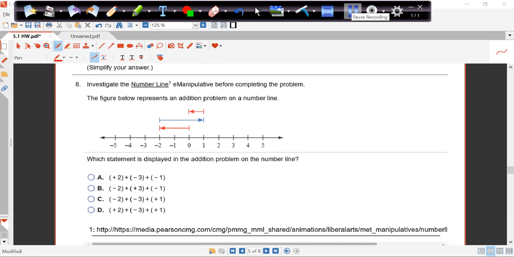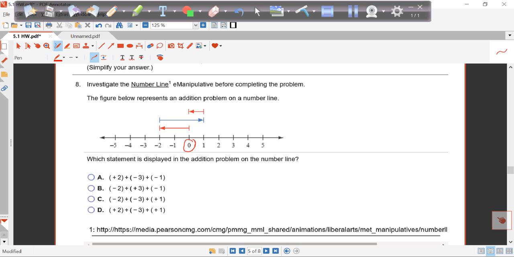Okay, this one we're supposed to investigate the number line E manipulative and then figure out which one of these represents this number line. Okay, so remember we always start at 0. So here's 0. The one that starts at 0 is here. It goes left 2, so negative 2. Then it goes right 1, 2, 3, so add 3. And then left 1. So it would be negative 2 plus 3 plus negative 1. So the answer that gives that is B.